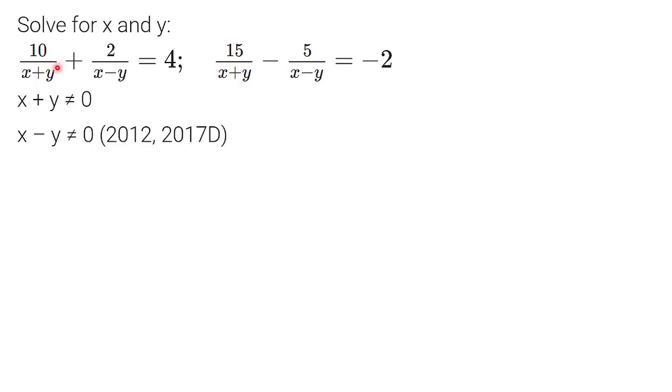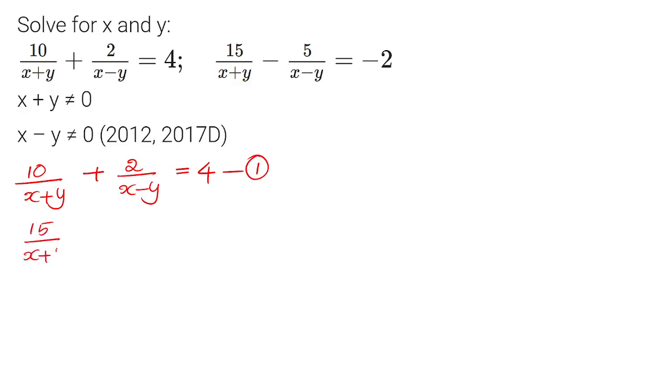The question is, listen, I have two equations: 10 by x plus y, let me write the equations as it is. We give more priority to the elimination method. Plus 2 by x minus y equal to 4, equation number 1. The second one is 15 by x plus y minus 5 by x minus y equal to minus 2. It is a tough question. I am discussing a tough question today.